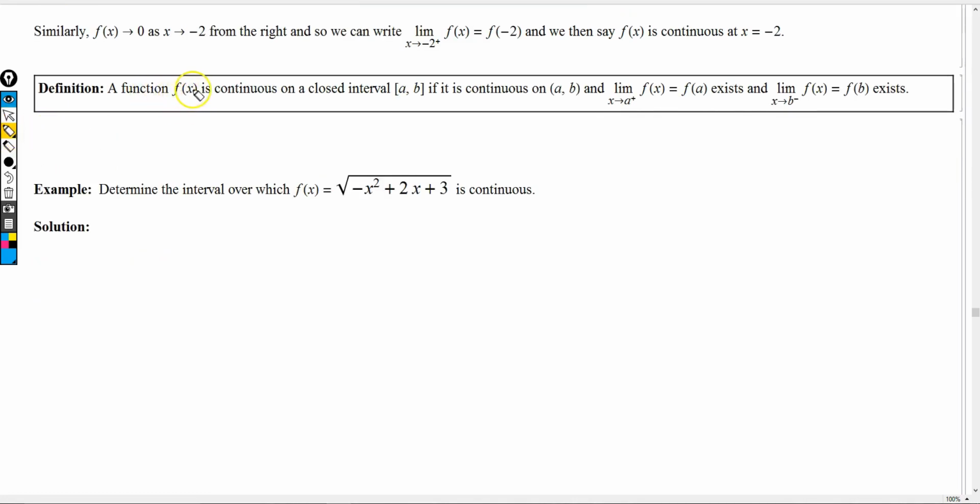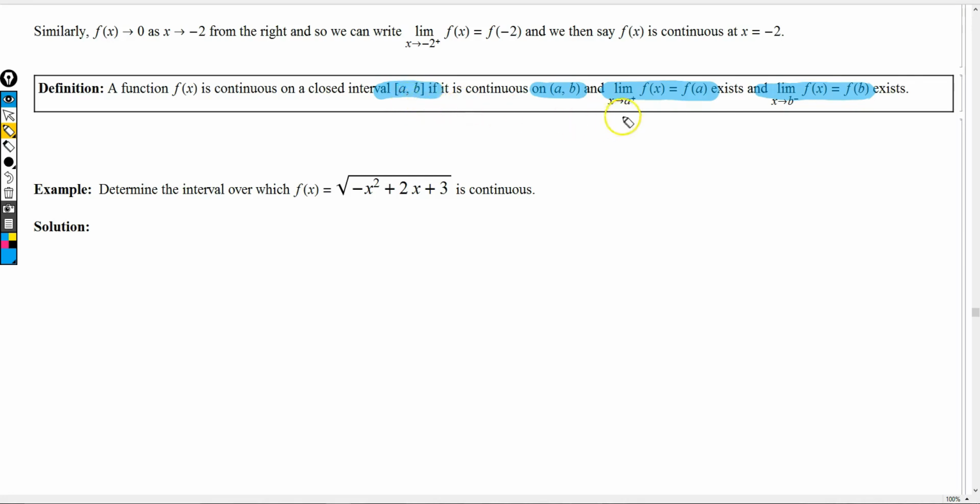So we say a function is continuous on a closed interval [a,b] if it is continuous on the open interval (a,b) first, and then the right-hand limit as x approaches a of f of x must equal f of a, and that must exist. It must be a number. And the left-hand limit as x approaches b of f of x equals f of b, and that exists. It is a number. All right, so that's our definition for continuity on a closed interval.